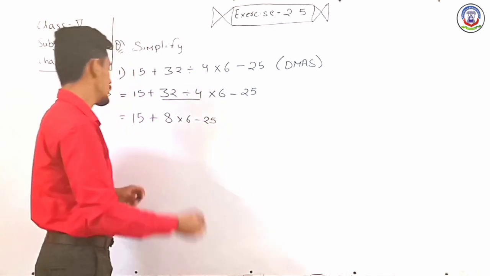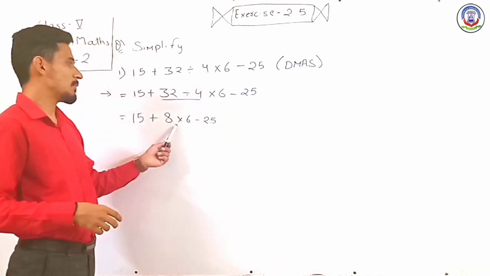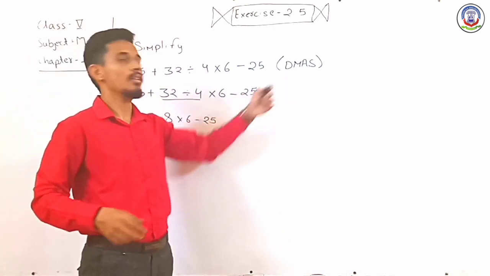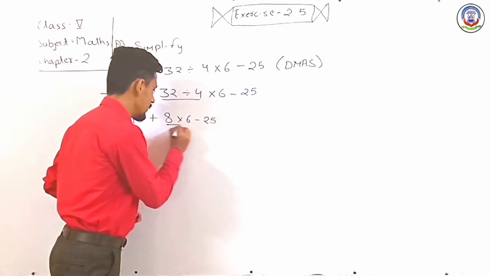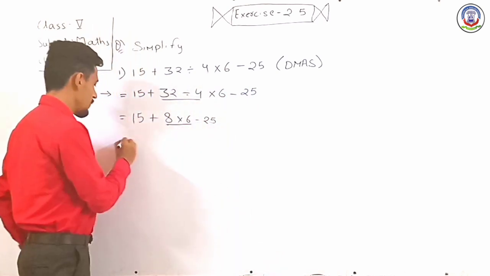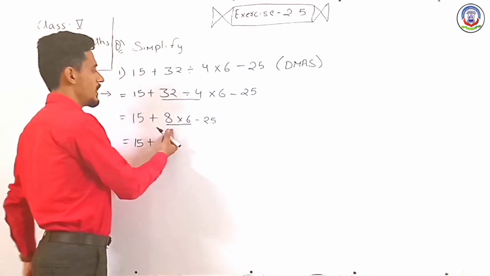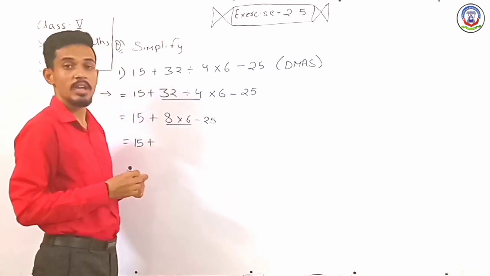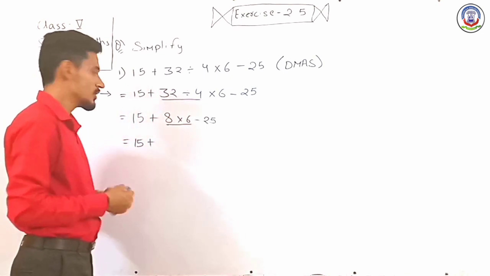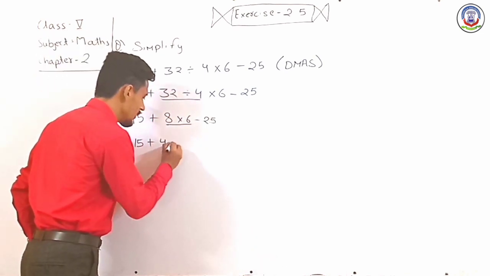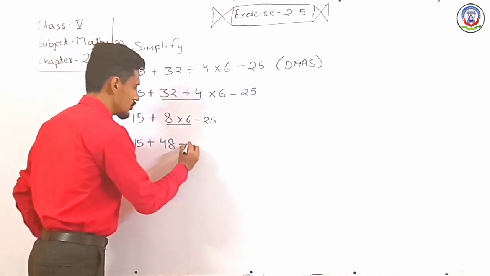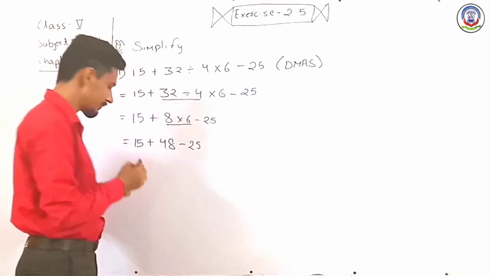Okay. Next we have multiplication. So we write here, and the remaining numbers stay the same. 8 multiply 6 is 48. So we write here 48 minus 25 as it is.